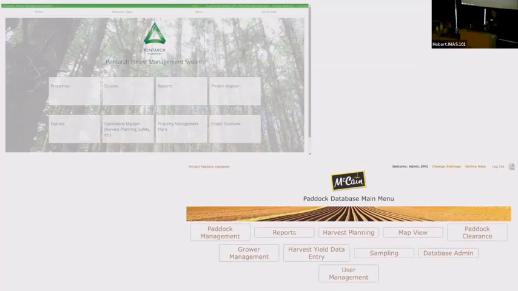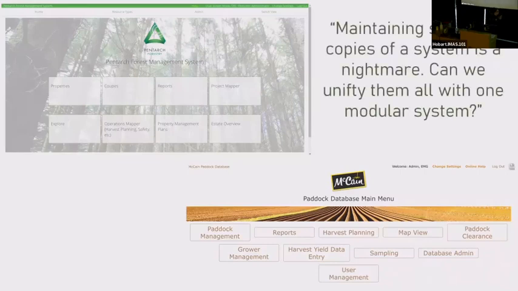And so what we ended up with is a situation where we had multiple branches of this platform. Some of them had features that others didn't, and we didn't do a great job of bringing features across. Sometimes a particular client would pay for a particular feature, so there were questions about whether they owned that or whether we could share it around. So the company said, look, maintaining separate copies of a system is a nightmare. Can we unify them all with one modular system? And the answer was, yes, we probably can, and let's do it.